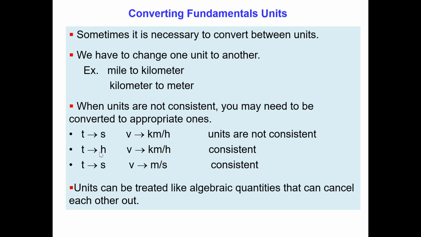If in the problem we had to solve, the time is in hours and the velocity or the speed is in kilometers per hour, then we say we have the same units. The units are consistent. In this case, time is in seconds, and the velocity is meters per second. Then we say, okay, no problem. Time is in the same unit, then we say the units are consistent.